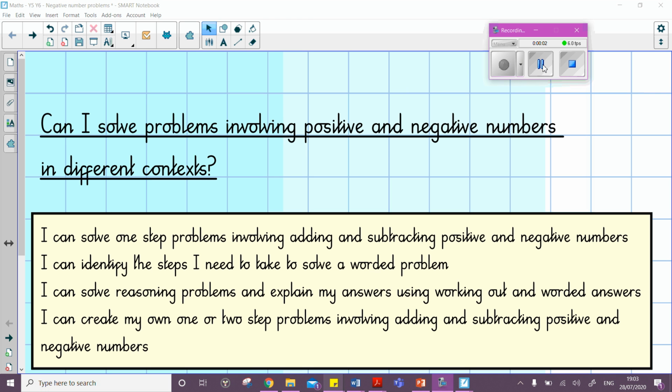Hi guys, it's Miss Sabis. I thought we could do another maths lesson based around our negative numbers. So our learning question today is, can I solve problems involving positive and negative numbers in different contexts?